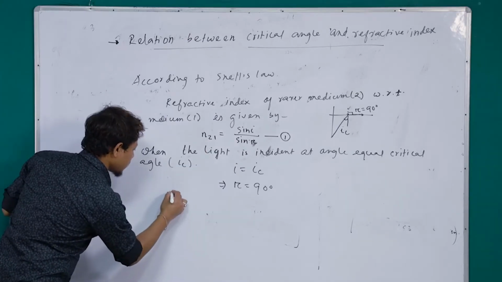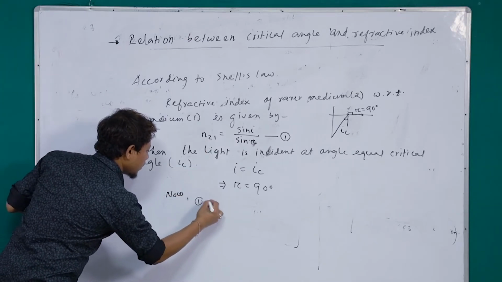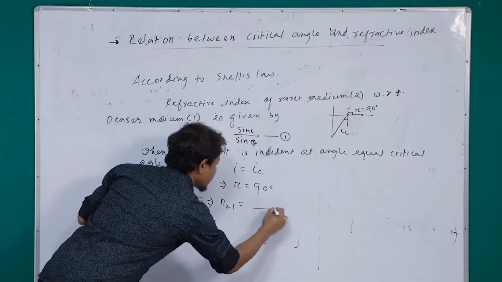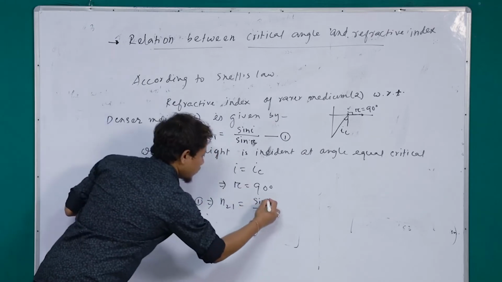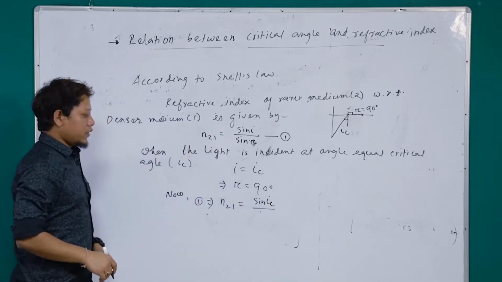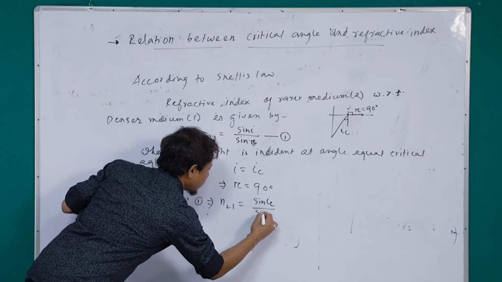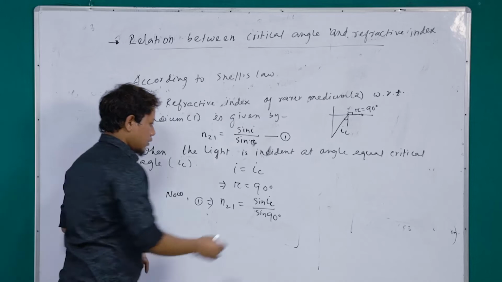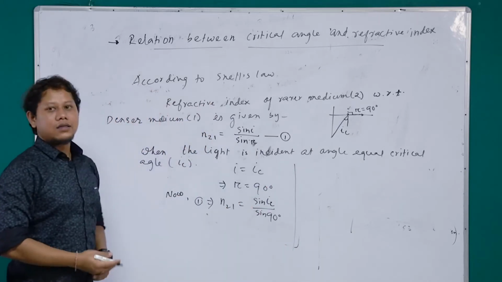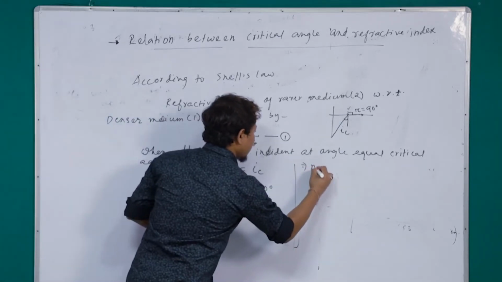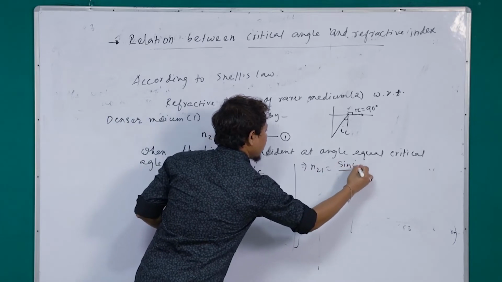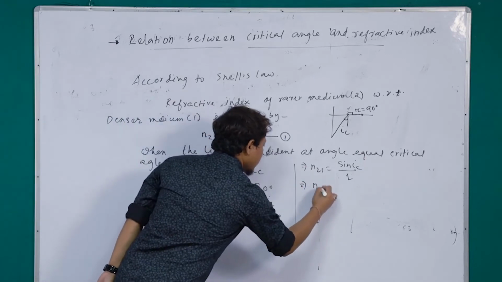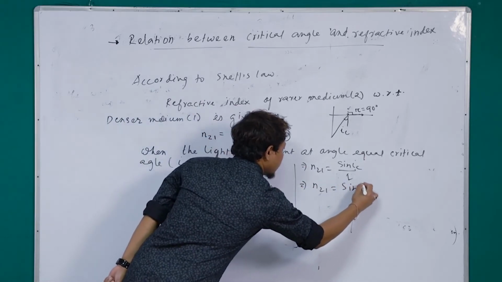So equation 1 implies n21 equals sin IC divided by sin 90 degrees, where in place of i we have the critical angle IC, and in place of r we get 90 degrees. What is the value of sin 90 degrees? That is 1, right? So the value of sin 90 degrees is 1. So we can write n21 equal to sin IC.